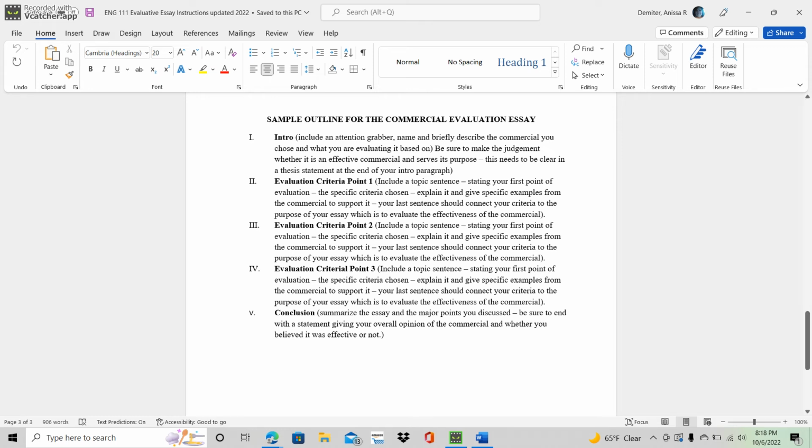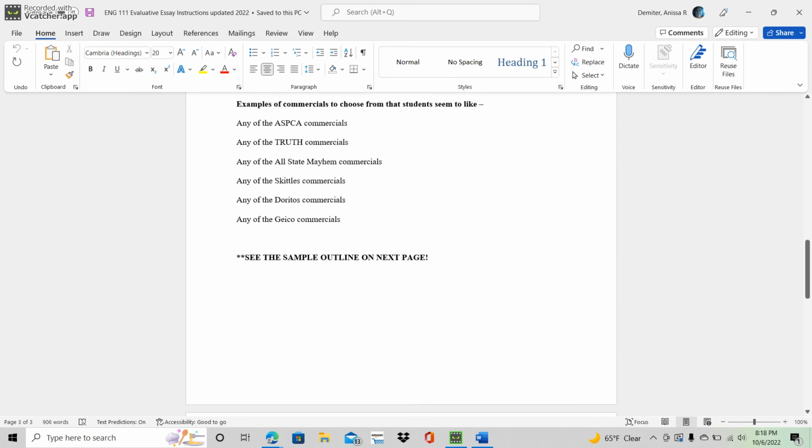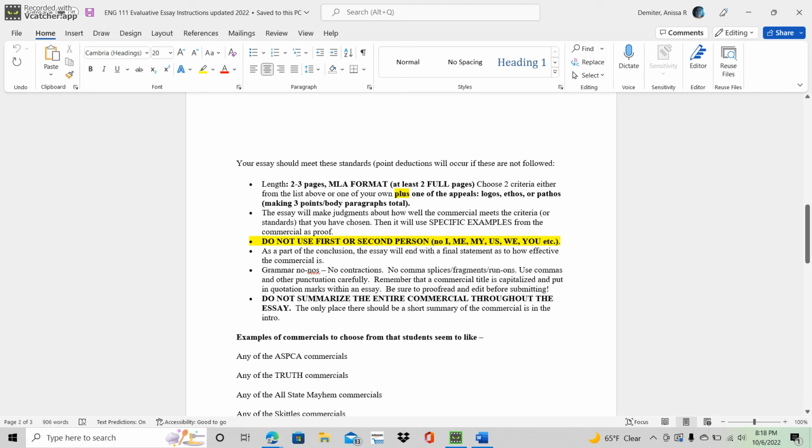You'll follow suit with the third body paragraph here and do the same thing with a different point. You want to make sure your 3 body paragraphs are 3 separate points of discussion. So again, it could be ethos, logos, and pathos. You can do all 3 of those. Those are all 3 separate.